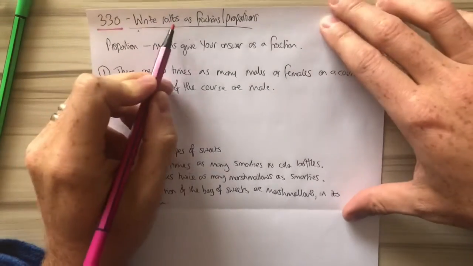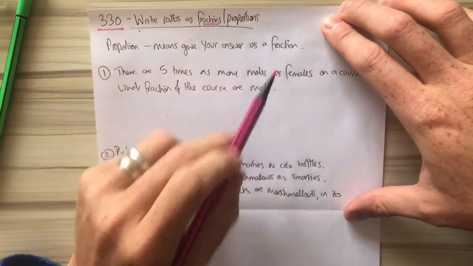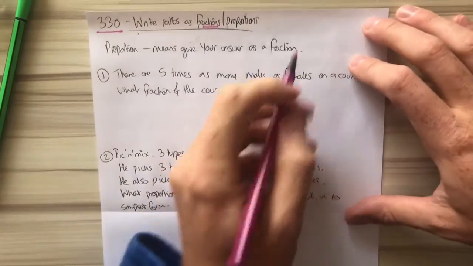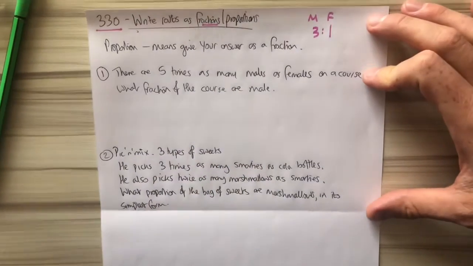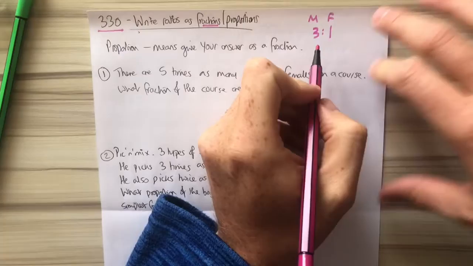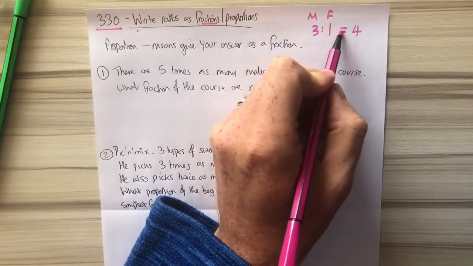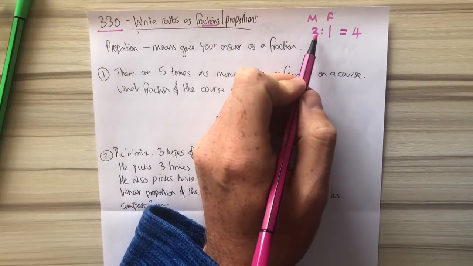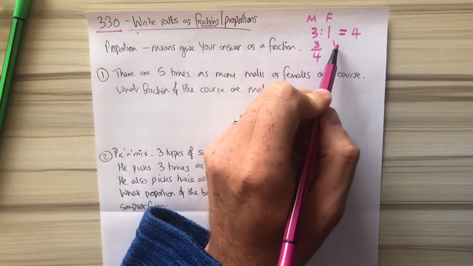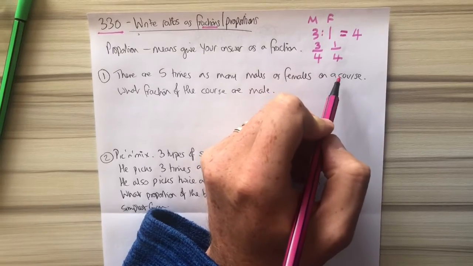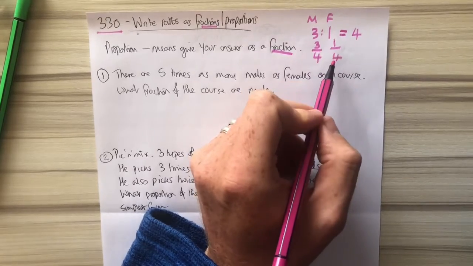Clip 330, writing ratios as fractions or proportions. So a proportion means giving your answer as a fraction. So for example, if I said the ratio was 3:1 of males to females, then that means I would have to have a minimum of 4 people for that ratio to work. Of that, 3 of them are males, so 3 out of every 4 are male, and 1 out of every 4 is female. So the fraction of males is 3/4, fractions of females is 1/4.